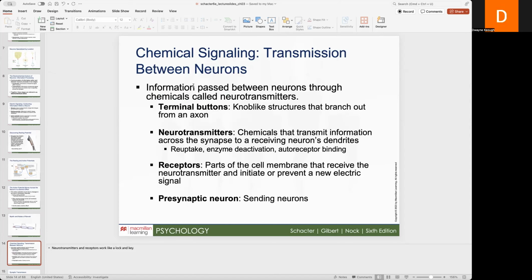How neurons talk, quote unquote, to each other is via the release of neurotransmitters. In the terminal buttons, which are these knob-like structures that branch out from the axon, the neurotransmitters are released. These are very specific in terms of each neuron and what they produce and release, as well as in the pathways that are formed. So these chemicals, hence the electrochemical reaction, transmit information across the synapse to another neuron's dendrite, that postsynaptic neuron.